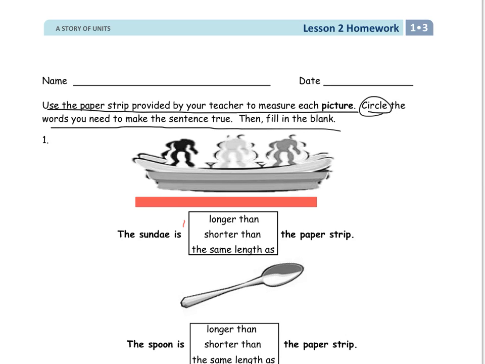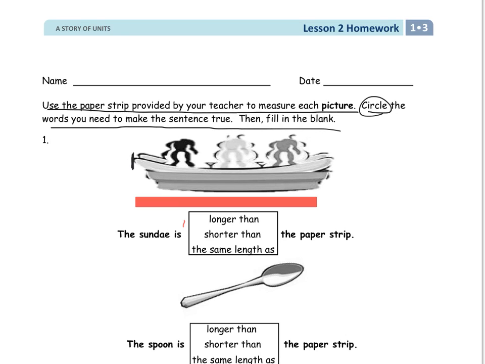So to measure this sundae, I'm going to pick an endpoint, which is the banana, and I'm going to use my paper strip from class. And that paper strip is 9 centimeters long. So if you don't have it, you can find a piece that is 9 centimeters long or cut a new one for this particular homework.